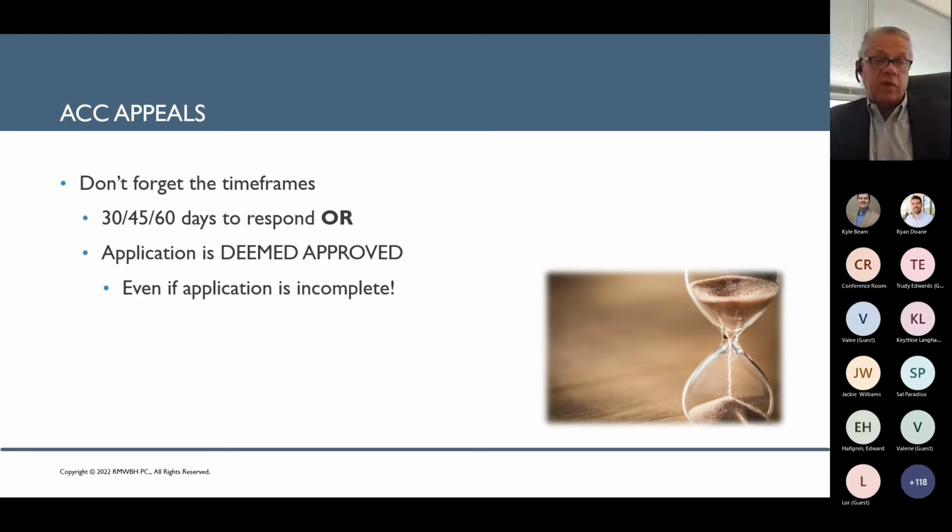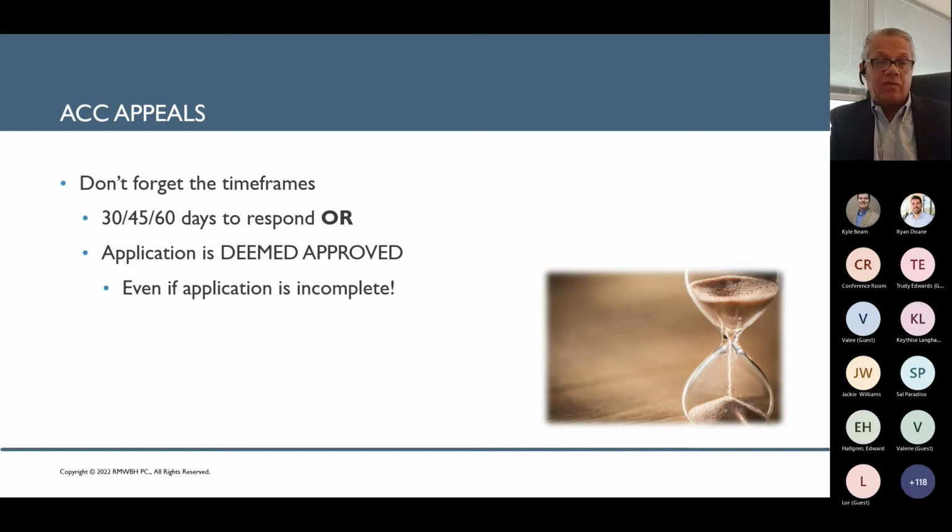A lot of times associations will get an application and it'll be missing something. They'll say, I want to paint my house, but they don't give you the little paint cards of what colors they want. And a lot of times an association may say, hey, you didn't give us everything we need, so we need these paint cards. Well, if the application is incomplete, you still have to remember, once you receive it, it starts that clock ticking if your documents have that 30-day approval period.